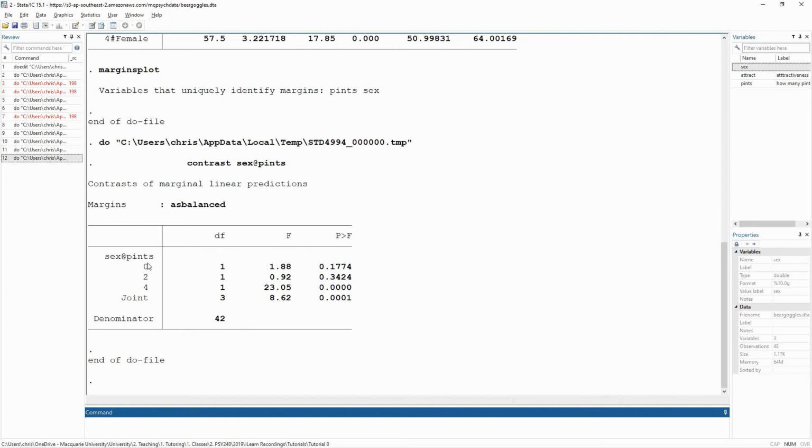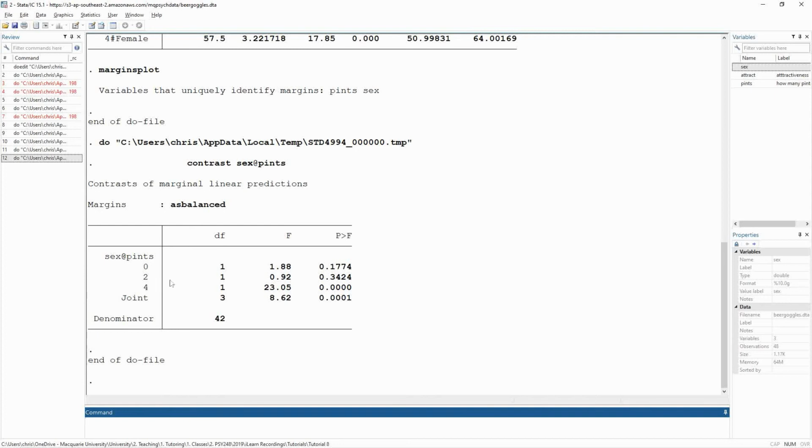This is important because I'm interested in comparing gender. Gender only has 1 degree of freedom. So seeing a degree of freedom of 1 here tells me that I'm comparing males and females at 0 pints. And I can see that there's no difference. I get an F. Remember, this is technically one-way ANOVA, so it's important that I'm getting F. And it's non-significant. P is greater than 0.05.